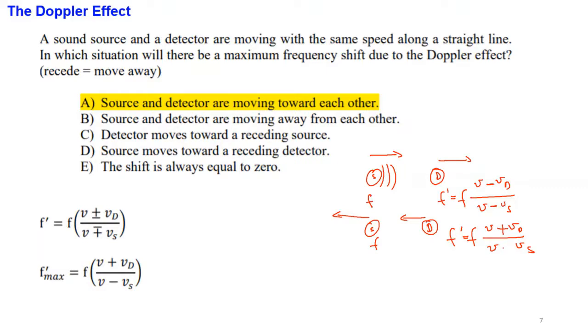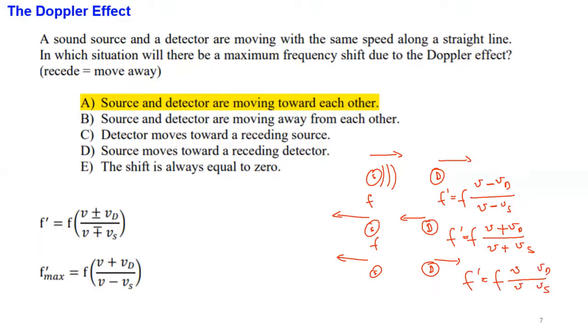So it will be a plus also. Why? Because he wants to get away. He wants to decrease the frequency. Okay, now what about S here and D here, moving away from each other? So F prime will be F (V ± VD)/(V ± VS).